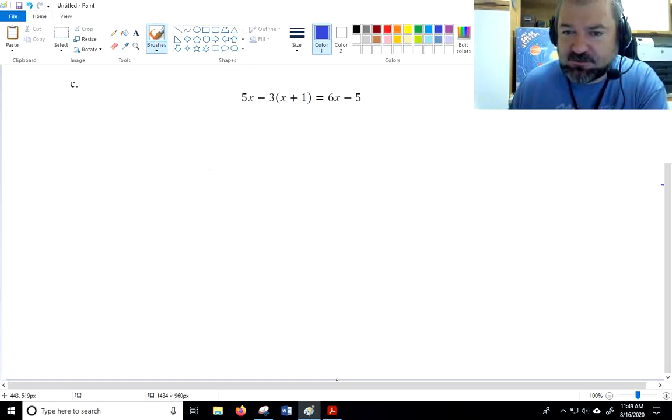First, I need to distribute. And when we distribute with a minus here, we need to make sure that we realize that we were minusing 3 times this whole thing. So to keep this accurate, we're going to make sure that this minus comes with this 3 when I multiply. So this becomes 5x minus 3x, and then minus 3 times 1 is 3. So the minus comes with both of them. Then I have 6x minus 5. All right, 5x minus 3x is 2x.